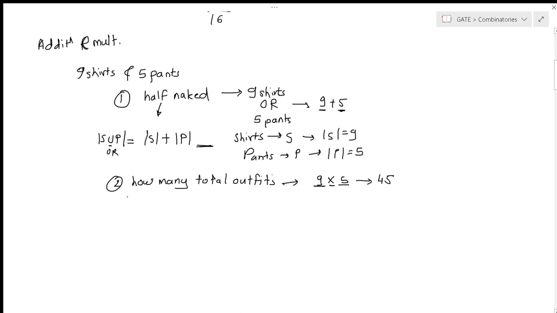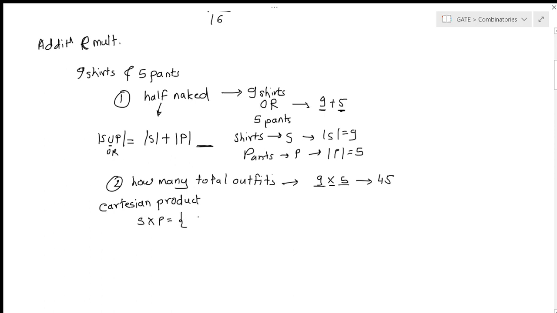If you don't know, still try to think, pause the video, give a little thought about it. I hope you had paused the video. So let's continue. There is something you might have heard of, called the Cartesian product. Cartesian product is how we relate the multiplication principle to sets. So see, when I write S cross P, what will it give me?